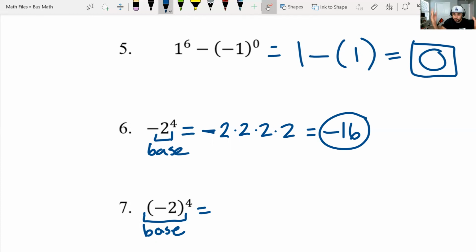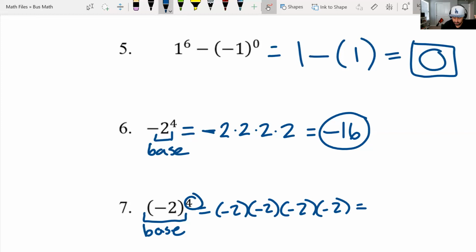Okay. But now number 7, let's expand. Since my base is enclosed in parentheses, I now have to write negative 2 times negative 2 times negative 2 times negative 2. I expand it 4 times because that's what the exponent is. Okay, well, negative and negative make positive. Negative and negative make positive. Positive times positive is positive, right? So this whole thing becomes positive. So negative 2 times negative 2 is positive 4. 4 times negative 2 is negative 8.